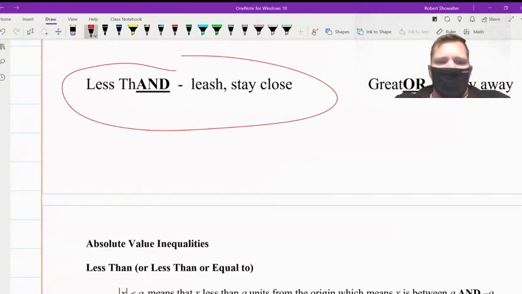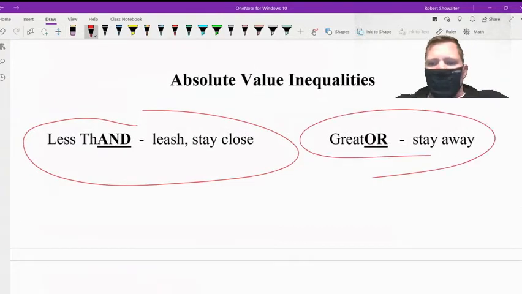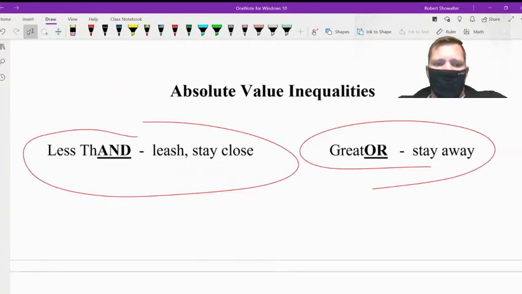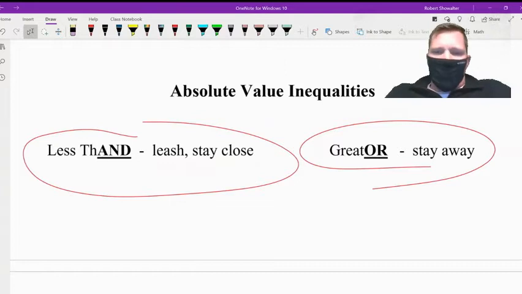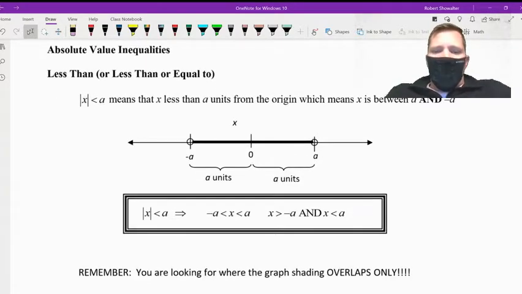Okay, here, remember this: less than, and, greater than, or. Remember those two phrases: less than and, greater than or. That's going to help us. Those are things that we want to memorize to be able to solve these problems.